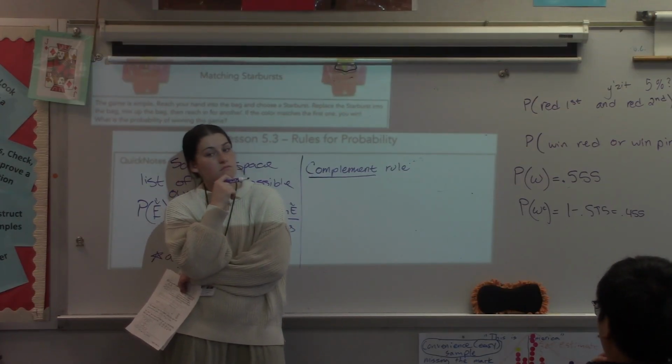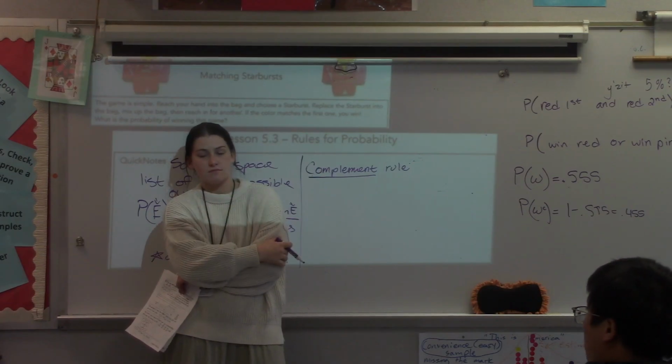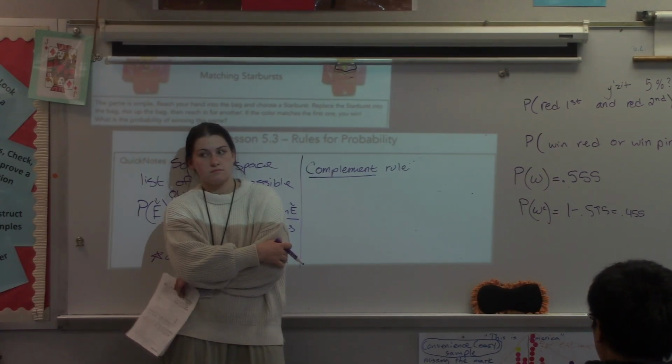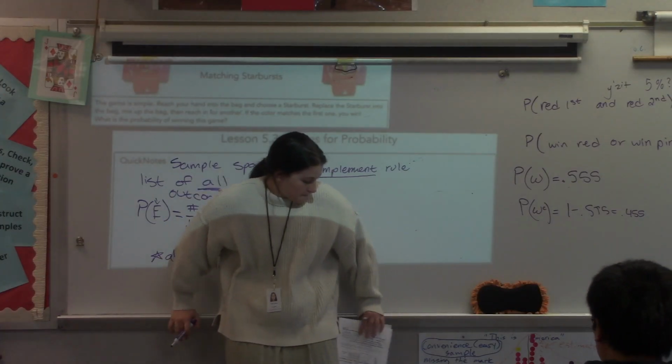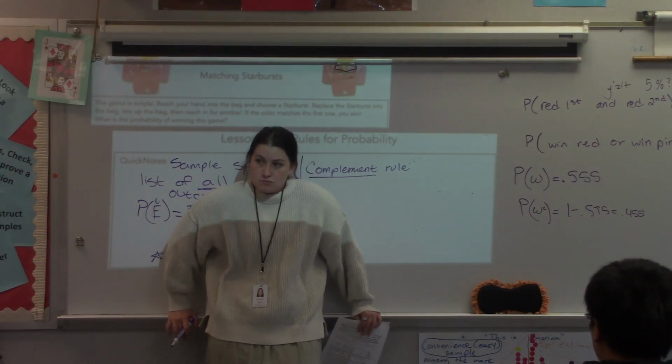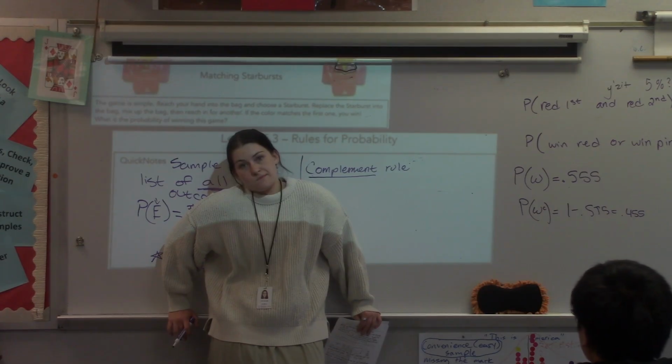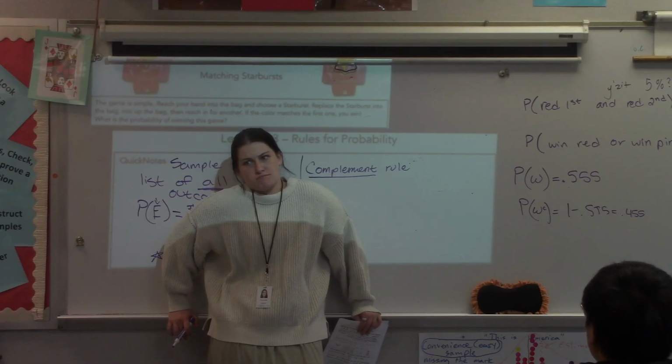Even the idea of inverse would not be 100% correct here, because the idea of an inverse mathematically is that the input was z-score, the output was area. The inverse is the input is area, the output is the z-score. For inverses, the inputs and outputs switch. That's not what we're doing here. It's a complement, okay?